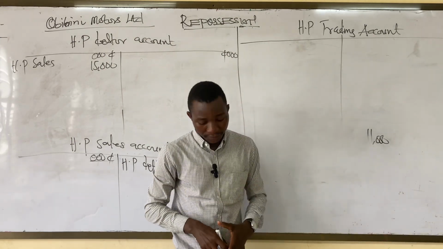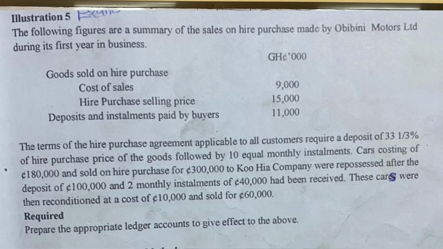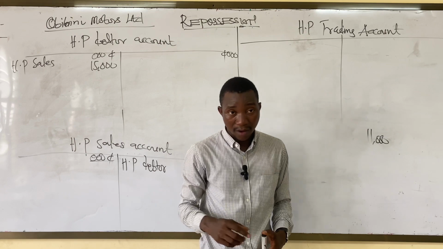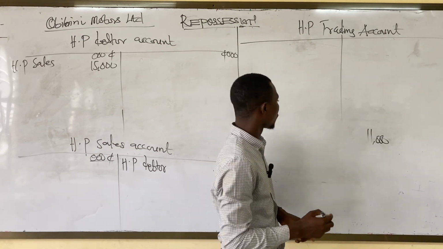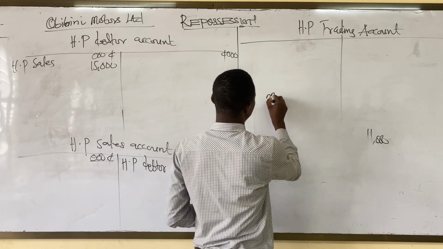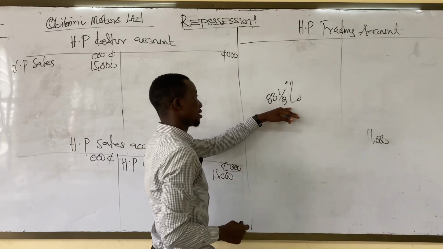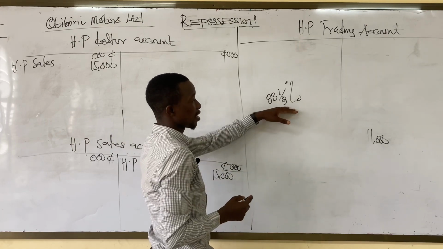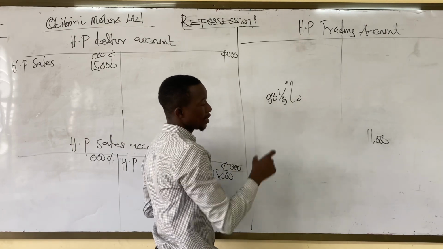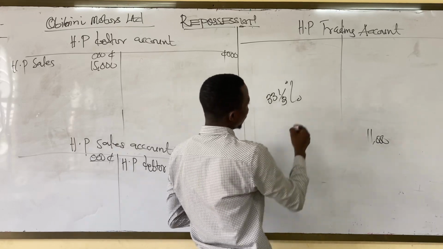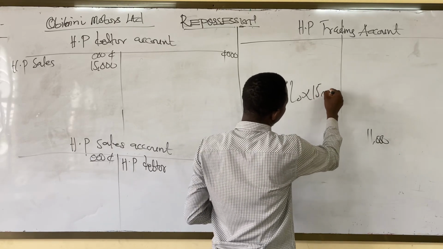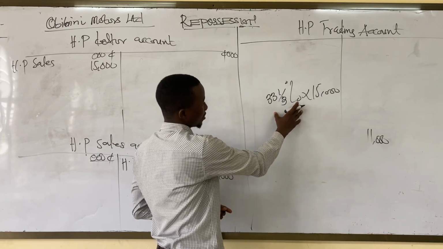And from the question, the terms of the hire purchase agreement applicable to all customers requires a deposit of 33 1/3% of the hire purchase price of the goods. Okay, so 33 1/3% of the hire purchase price. So we need to convert this mixed fraction with percentage to a proper fraction, then we apply it on the selling price. We know the selling price to be 15,000, and this will represent the deposit.